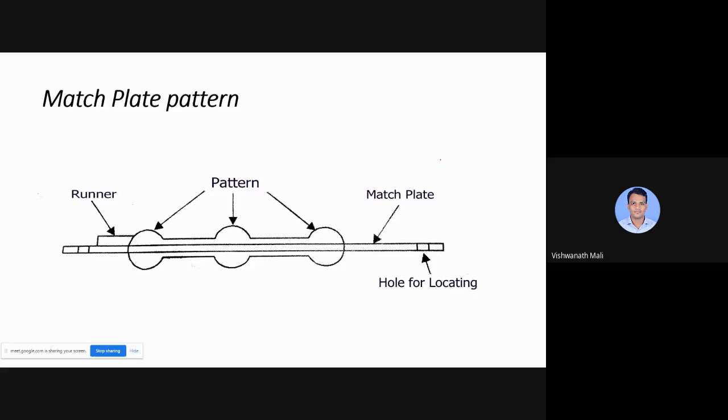Then there is a match plate pattern. So what happens in the split pattern? There is a chance of mismatching of this pattern. Okay. So in some cases, when we join these two patterns, there is chance of mismatching. So in order to avoid that and in order to increase the production, we go for using match plate. So this match plate contains the pattern on both the sides, and it also contains the runner. Okay. And by this way, we can reduce our time to prepare the mold. So that's why we use the match plate pattern.